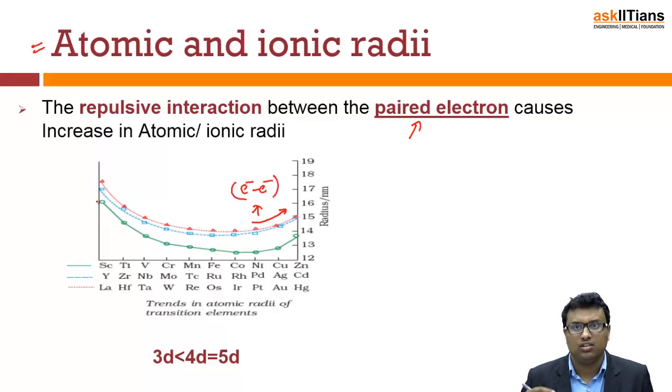This slight increase is because of electron repulsion. So yes, because of the increase in the effective nuclear charge, your atomic radii or ionic radii is decreasing, but your electron-electron repulsion for higher elements is causing the increase in atomic and ionic radii. So the repulsive interaction between the paired electrons causes an increase in atomic and ionic radii.